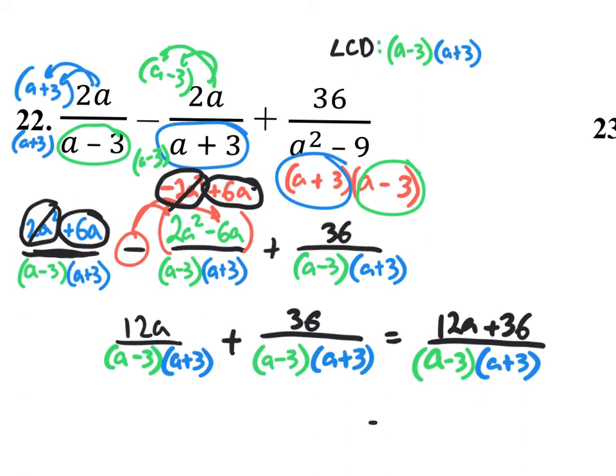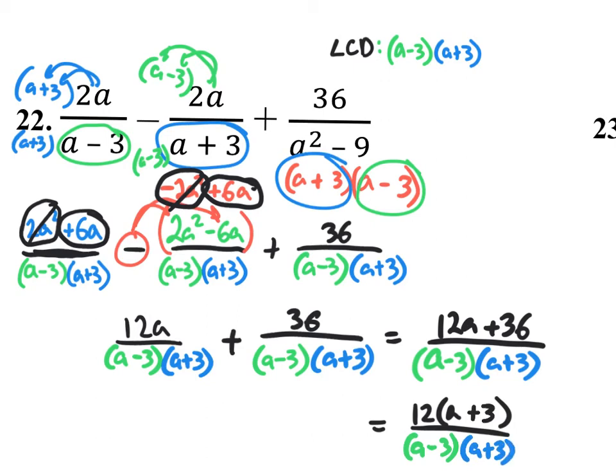Up on top, we have equals, and up on top, if we pull out a 12, what would we have left? Well, 12 times what gets us 12a? That'll be an a. And then 12 times what gets us a 36? That'll be a positive 3. So the numerator, 12a plus 36, becomes 12 times parentheses a plus 3. And it is over that common denominator that we found, a minus 3 times a plus 3.